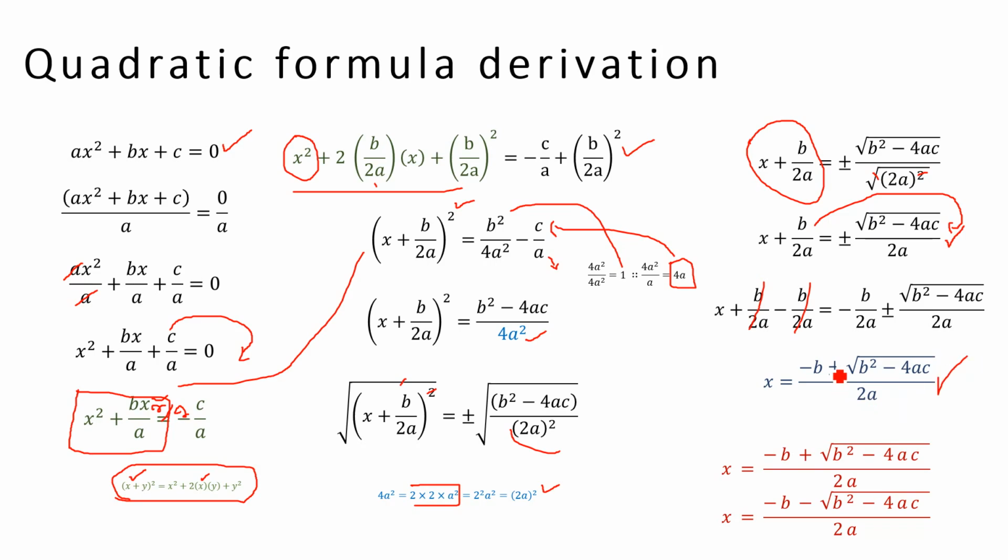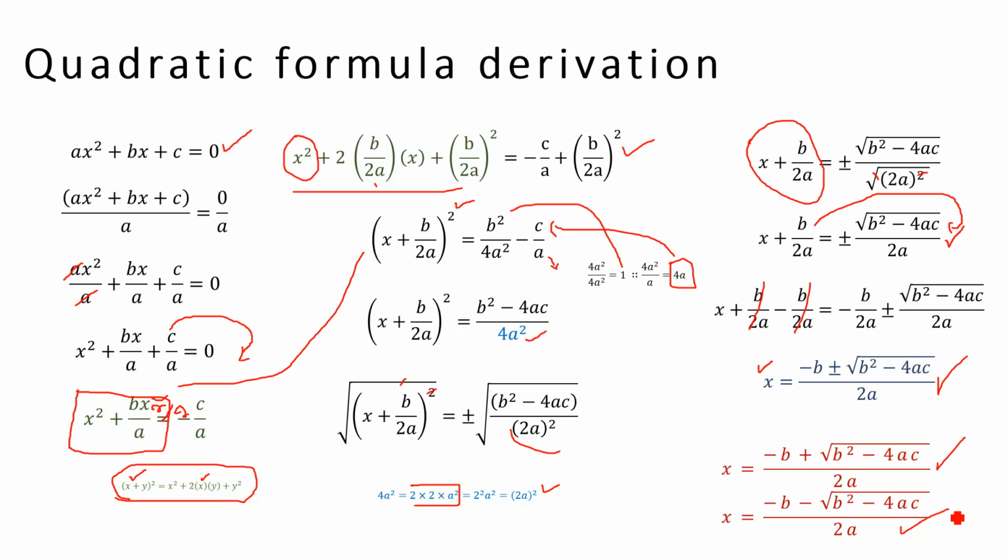Here you see the sign plus and minus. This plus and minus mean we will have two solutions for the equation. We will have x = (−b + √(b² − 4ac)) / 2a for the x1 value, and for the second solution, or x2, we will have x = (−b − √(b² − 4ac)) / 2a.